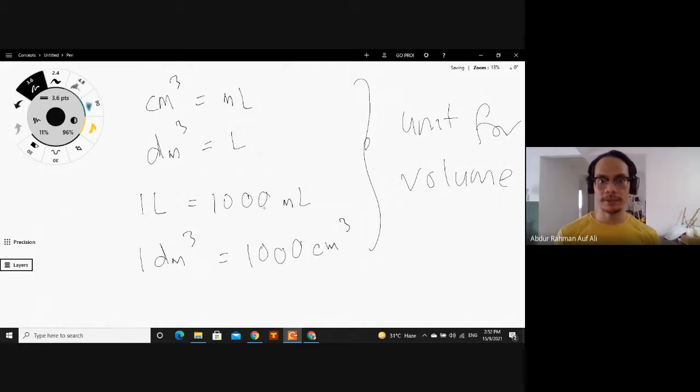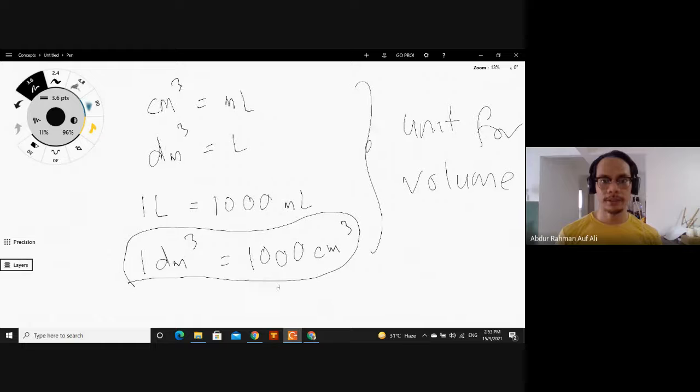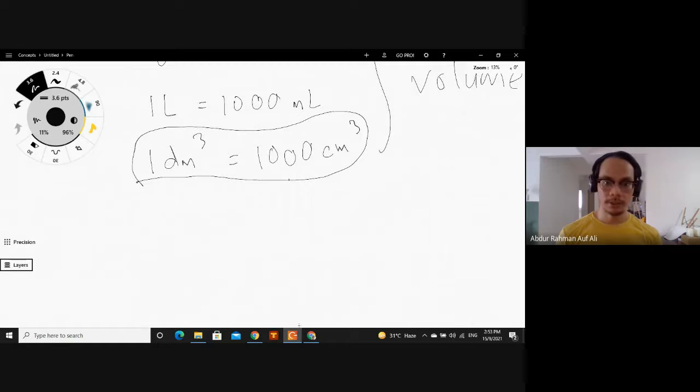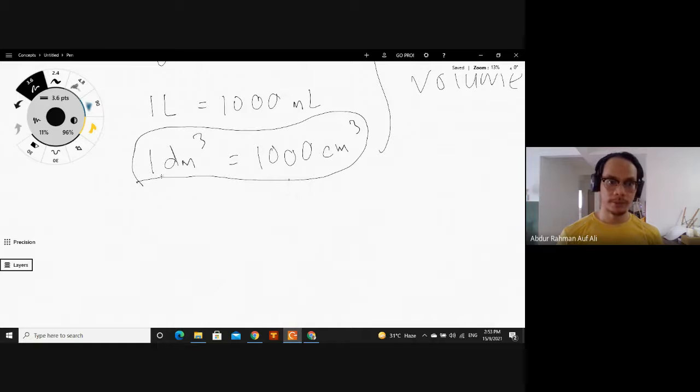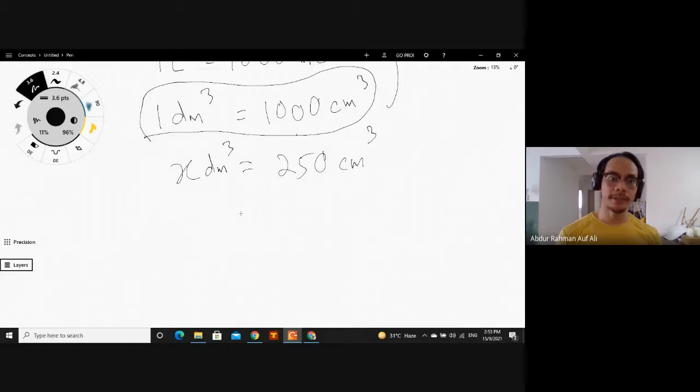1 liter sama dengan 1000 ml. So 1 decimeter cubic bersamaan dengan 1000 centimeter cubic. So dalam this question dia bagi 250 centimeter cubic. Kita kena convert this one to decimeter cubic, dm cubic. So how to do that? Kalau macam kamu tak fasih lagi, you write this one dulu. 1 dm cubic sama dengan 1000 centimeter cubic. So kamu ada 250 centimeter cubic. So kamu nak cari kat sini X, berapa X dm cubic ni? Kamu tak tahu. So my advice is kamu buat darab silang.